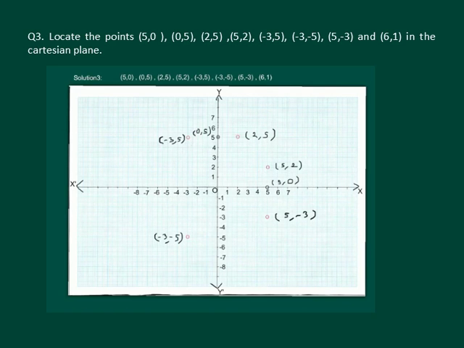Now it remains to plot 6, 1. That means 6 on the x-axis and 1 on the y-axis gives us a point whose coordinates are 6, 1. This is the required point.